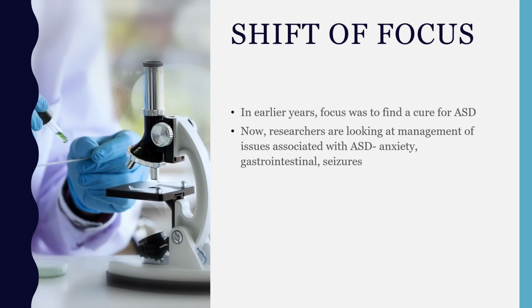So there is a bit of a shift of focus now in treatment and therapy for individuals that have autism spectrum disorder. In earlier years, our focus was certainly to find a cure for this, and thinking of it in a more medical model of autism being a medical disorder and a medical impairment of some kind. Researchers now are looking more at management of issues associated with autism. Anxiety, gastrointestinal issues, seizures, the developmental delay that comes along with it for some people. These are all things that are being looked at now.